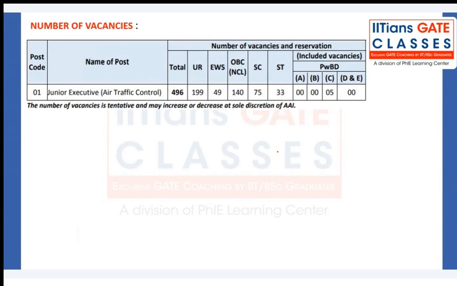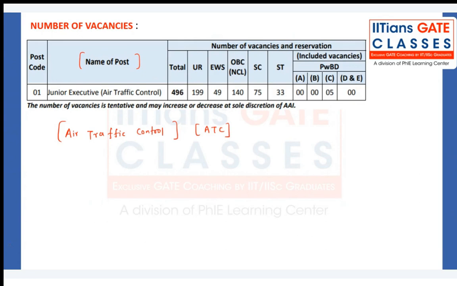So, very first of all, we're going to talk about the number of vacancies. First of all, what is the name of the post, guys? The name of the post is Junior Executive Air Traffic Control in Airport Authority of India, right? In short, we call it ATC, guys. So this is the name of the post, Junior Executive Air Traffic Control in AAI, Airport Authority of India.